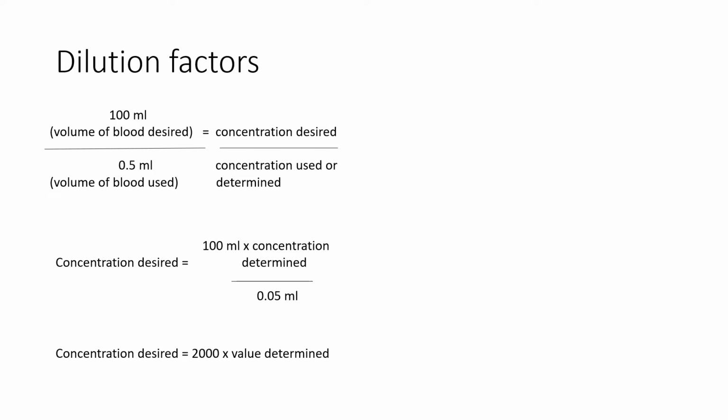To relate the concentration of the substance measured in the procedure to the concentration in 100 mils of blood, another proportion may be used, and you can see that calculation on the slide here where we end up getting the concentration desired is 2,000 times the value determined. The concentration of the substance being measured in the volume of blood actually tested, which of course was 0.05 mils, must be multiplied by 2,000 to report the concentration per 100 mils of blood.